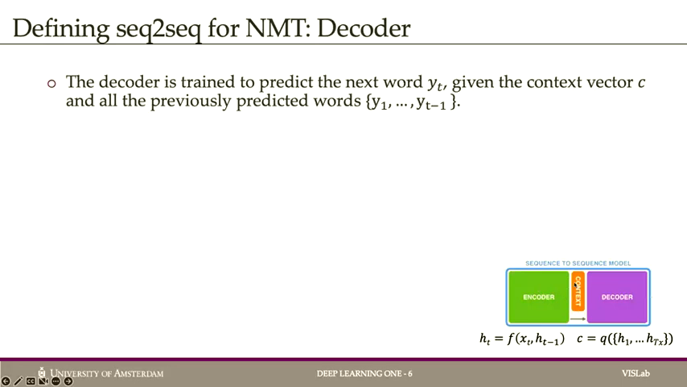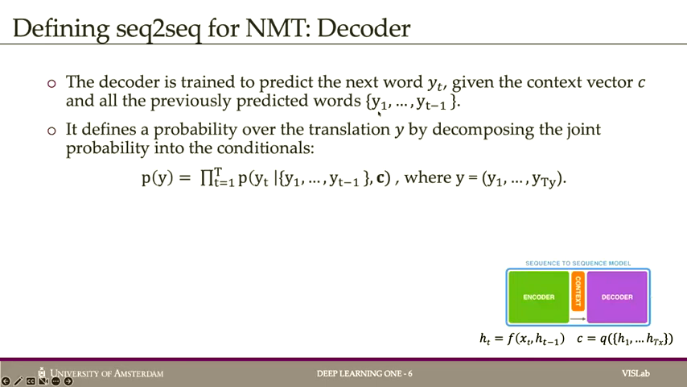The decoder can also be a recurrent neural network or an LSTM, and it's trained to predict the next word, so to translate the next word, given this context vector C, which was produced by the encoder, and all previously predicted words. The generated words are denoted as y1 until the end of the sentence.